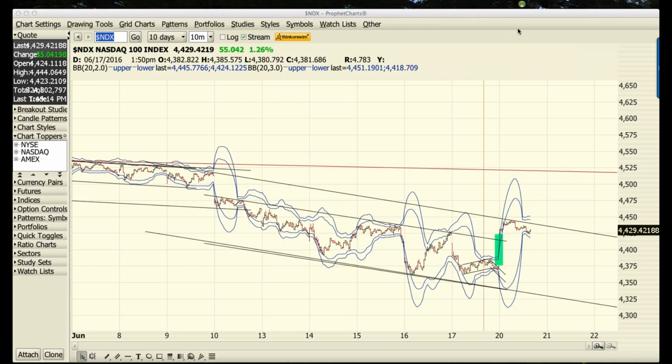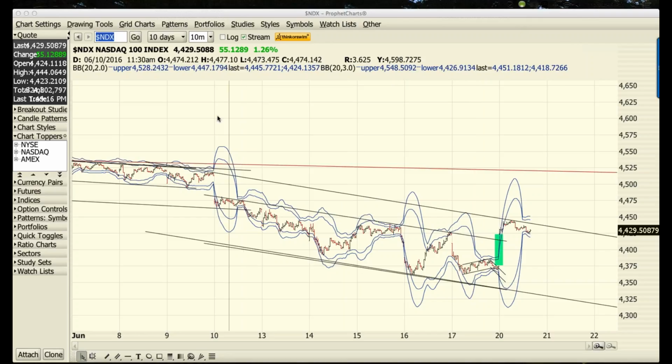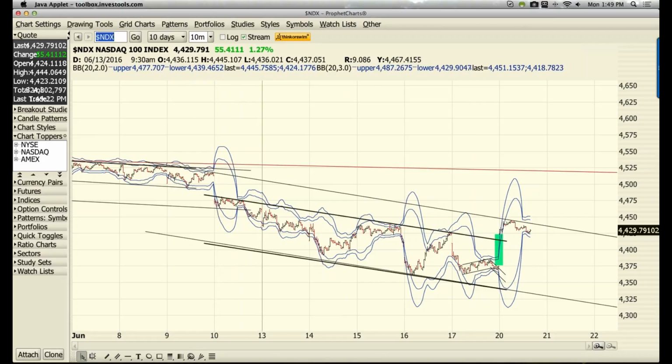All right, so you should be able to see my bar chart now. And what I'm showing you is the 10-day, 10-minute NDX chart. Now, last week when we were talking about this, we were trading in this pattern here in a fairly shallow range, about 65 points for NDX.